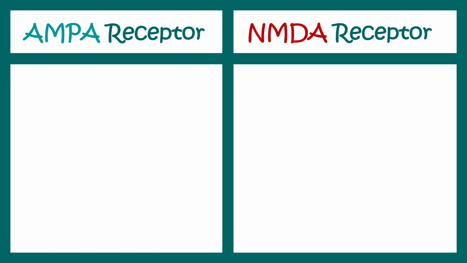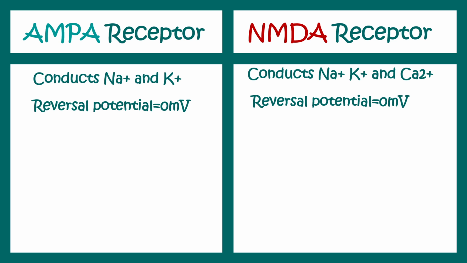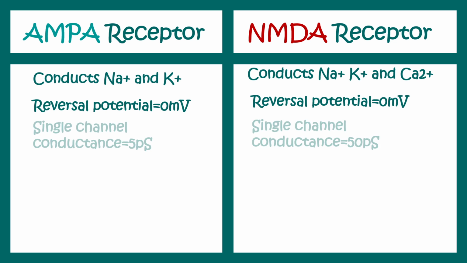So now you can understand there are several other summaries that they would look at. They can look at the conductance of these channels. The conductance is sodium and potassium for AMPA receptors, and for NMDA receptors it is sodium, potassium and calcium. These graphs also give you the reversal potential, but these graphs don't tell you which ions conduct. I'm just giving this information to you. Single channel conductance can be recorded using the patch clamp technique.